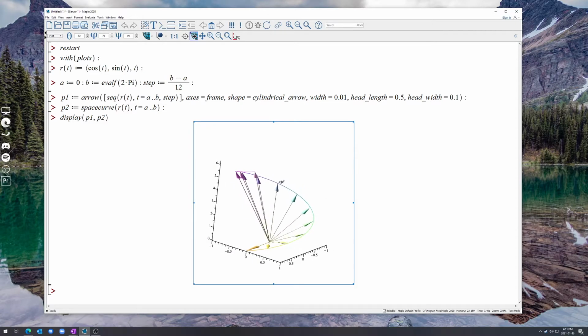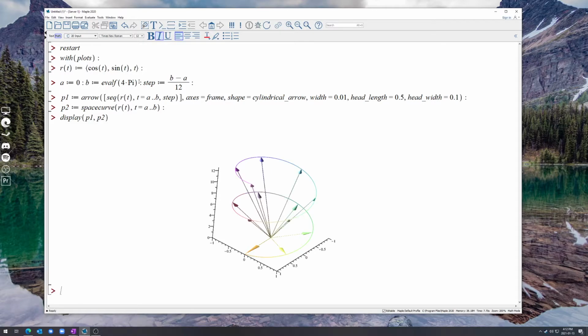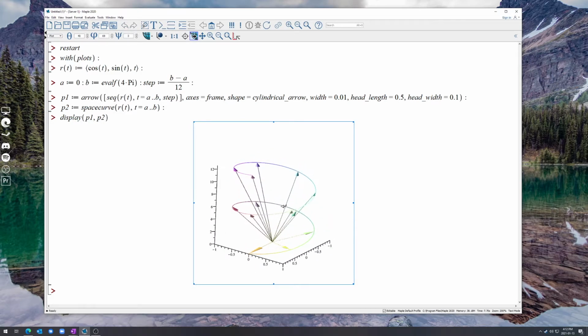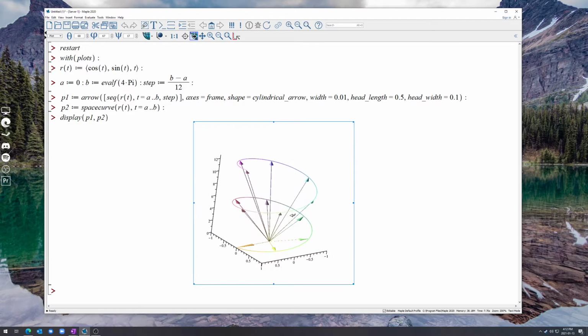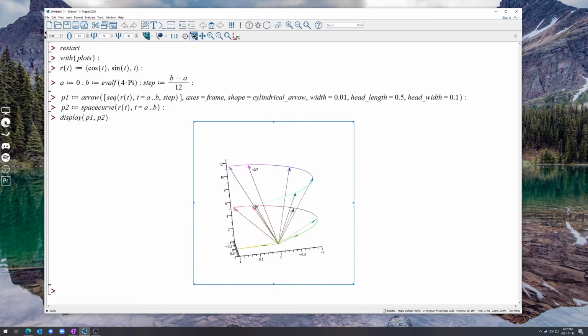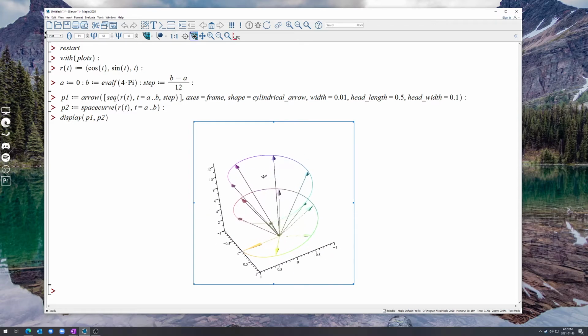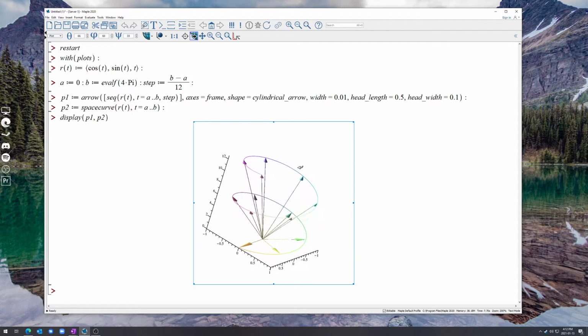This thing would continue upwards. I could just change this so I go one more revolution around a circle, change the display, and you can see I'm still using 12 steps, so the vectors are a little more spaced out, and I've just gone around the circle one more time, and I've also increased my z coordinate. And this is what we would call a helix. So that's the association between a vector valued function and a space curve.